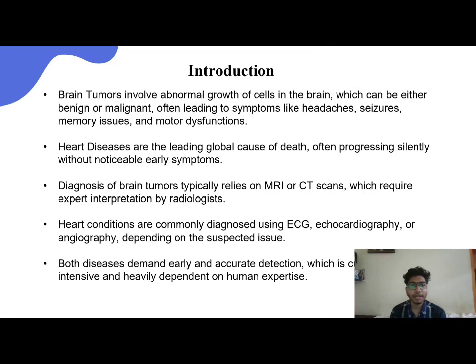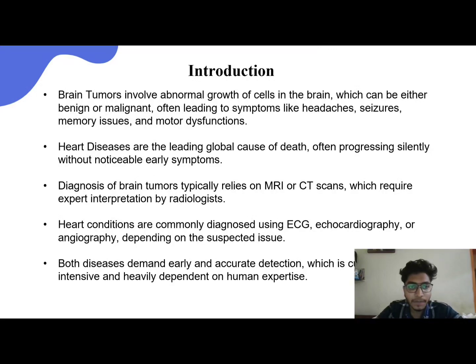Majorly, a brain tumor involves abnormal growth of cells in the brain, which can be either benign, that means it is not cancerous and does not spread, or malignant. Malignant means it is cancerous and the cells spread. This leads to symptoms like headaches, seizures, and other brain-related problems. Heart diseases are also a leading global cause of death. They are unrecognizable until they reach a serious stage.